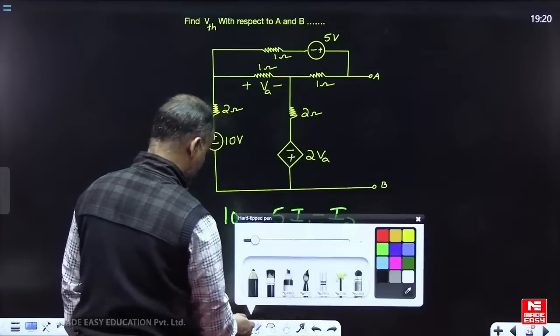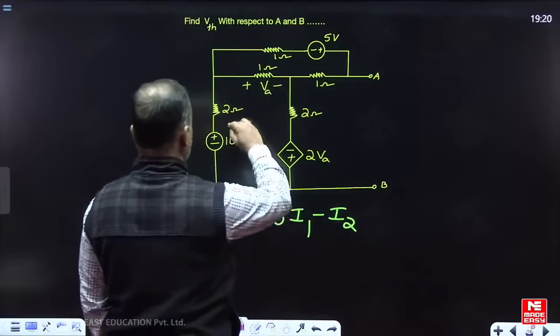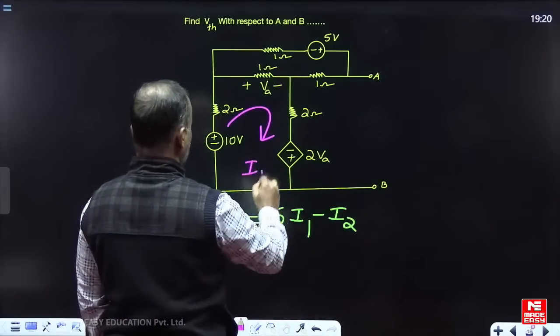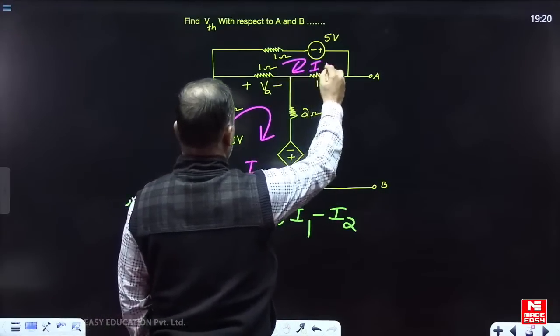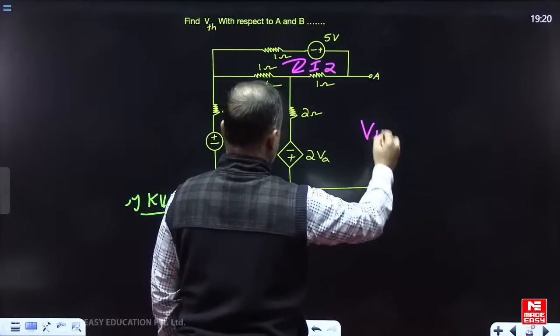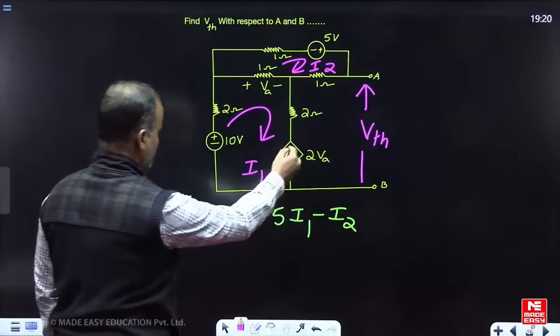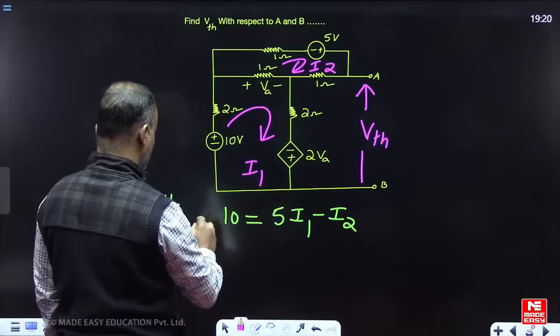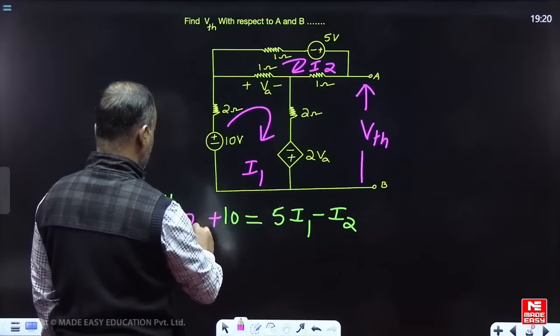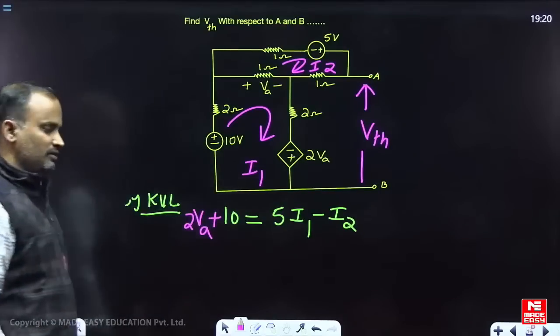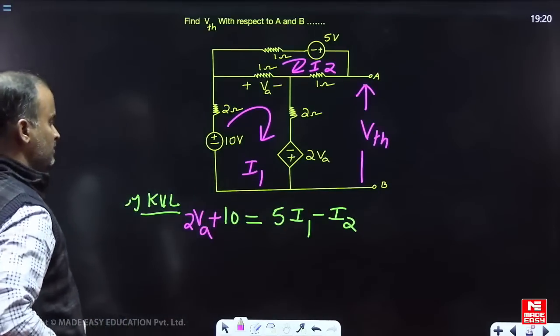Once I will write this one, don't worry. Now this is our I1 and this is our I2. Our requirement is VTH. Now in this example, lower potential to higher potential is voltage rise, so I am writing this side 2A. Sum of voltage rise equals sum of voltage drops.